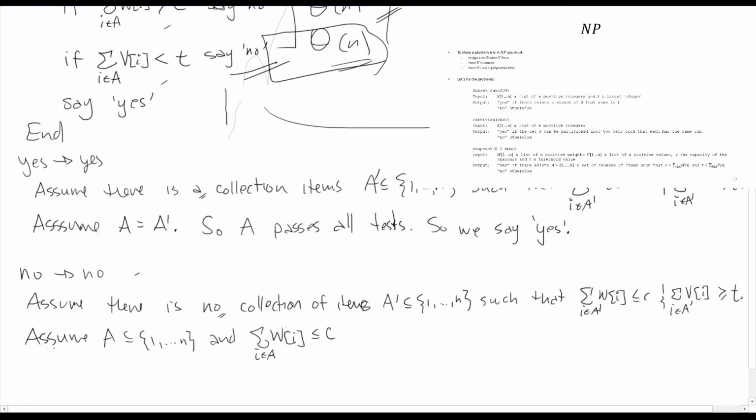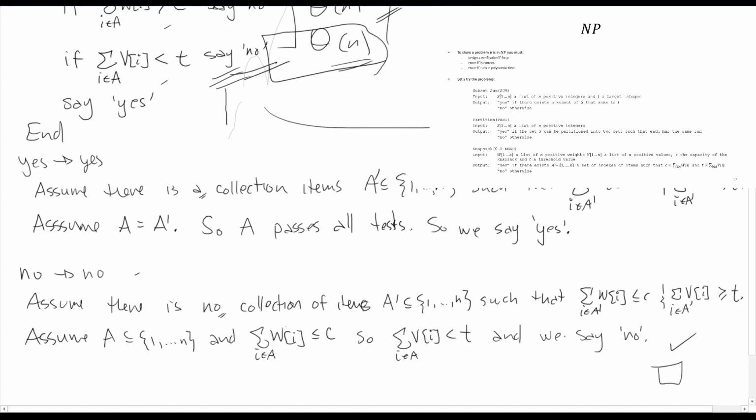So we'll assume that our set A that we're given is a subset of 1 to n, and that if we were to add up all their weights, it fits in our knapsack. So at this point, we know there's no collection that fits in our knapsack and exceeds our target threshold. So assume we get some collection of items that does fit in our knapsack, it must not exceed our target threshold. So the total value must be less than our target threshold, and therefore we must say no in our last step here. Okay. So we're done. We're good. We've finished that up.